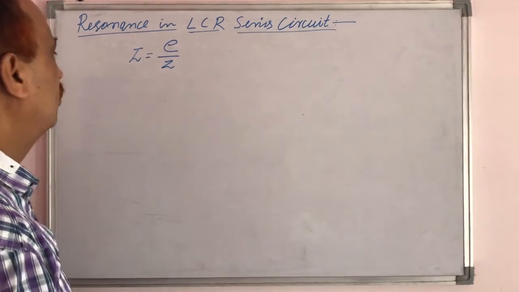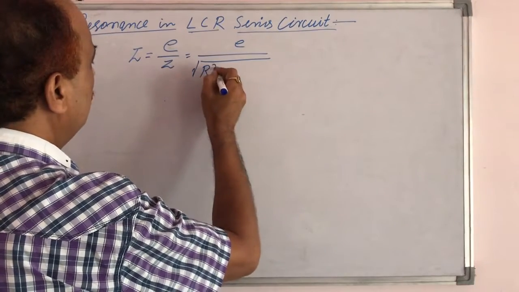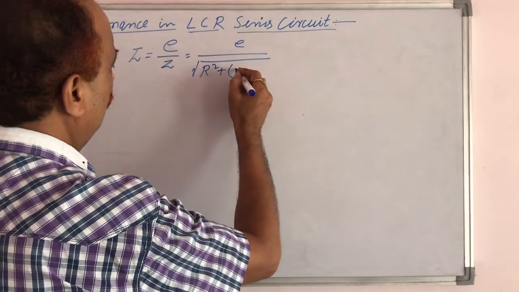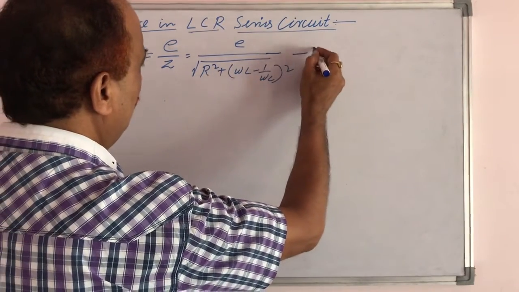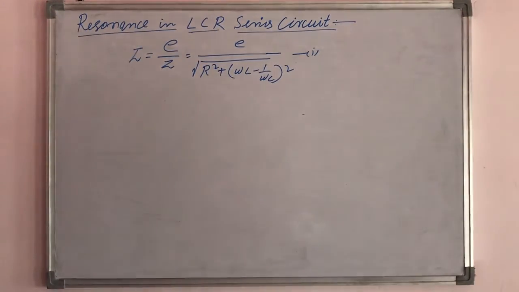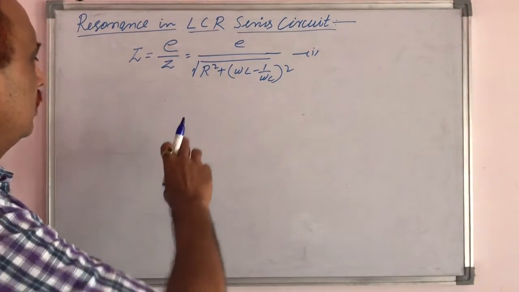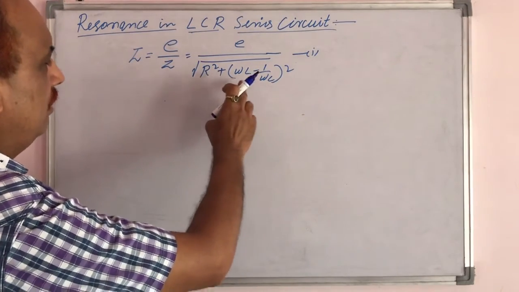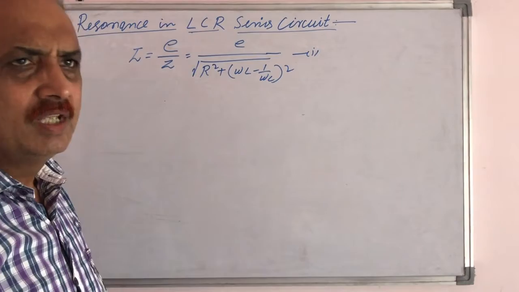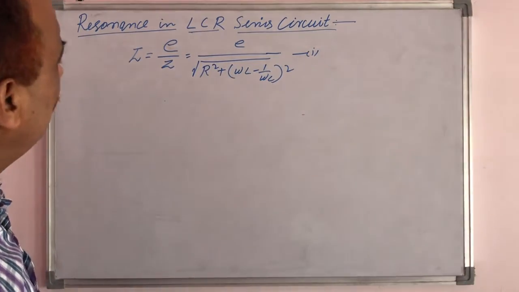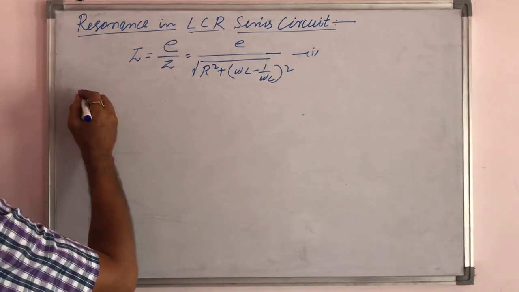So I equal to E upon Z, where Z equal to square root of R square plus (omega L minus 1 upon omega C) whole square. It's equation number 1. In this equation, the current flowing in the circuit depends on the resistance R, inductance L and capacitance C, and it also depends on the angular frequency of the circuit, that is omega.